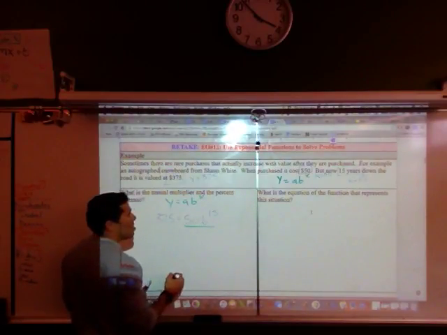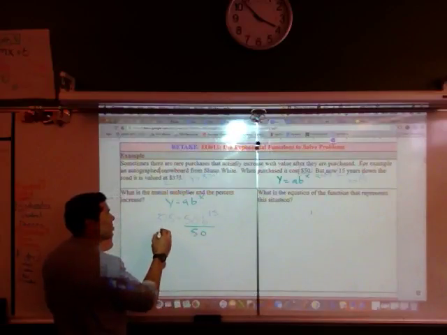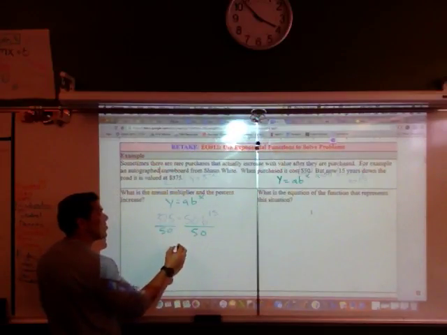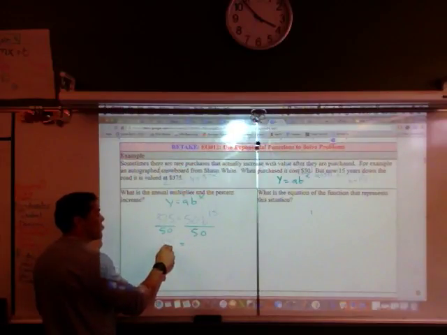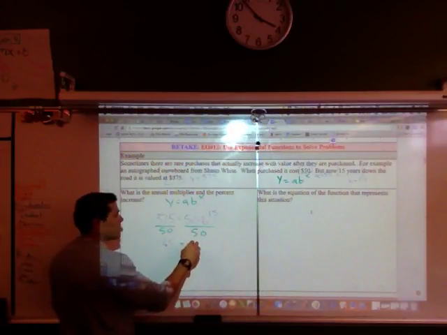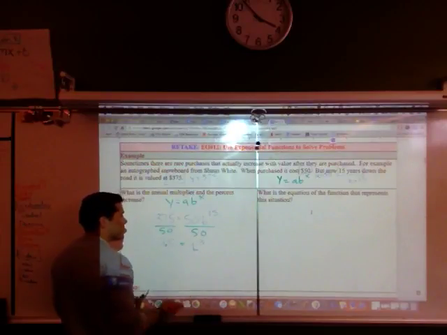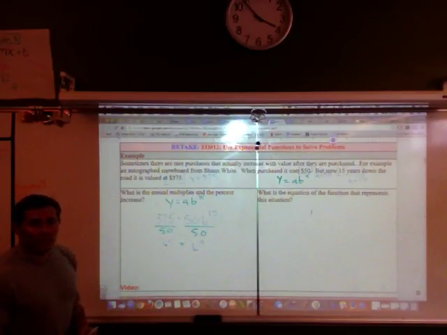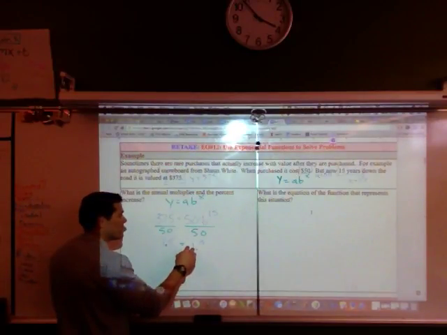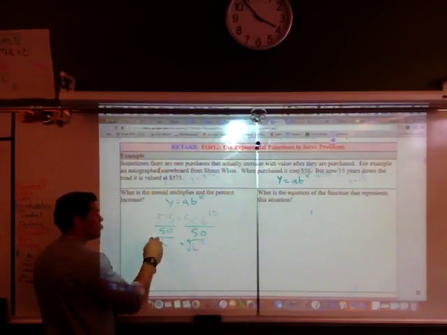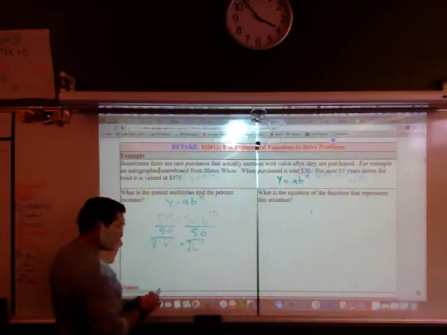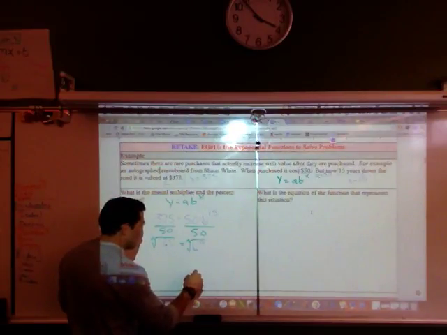So the opposite of multiplying by 50 is divide by 50. If I do it on both sides, it should even it out. Over here, you get 7.5. Over here, you just get b to the 15th power. Now I want to work inverse still. So the opposite of raising it to the 15th power is the 15th root. That should get me a b value.